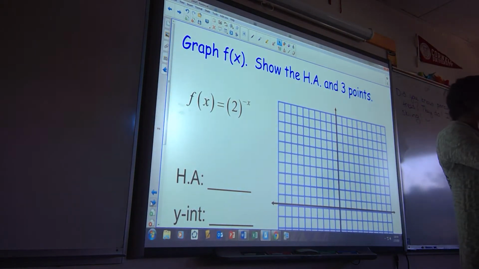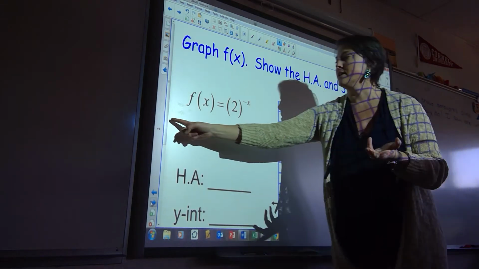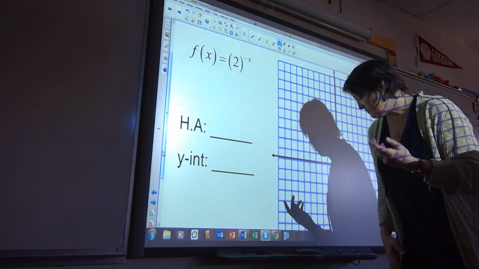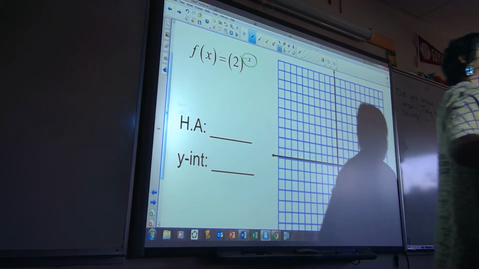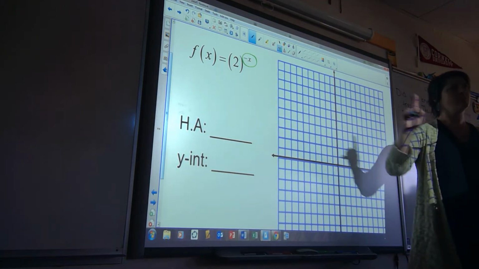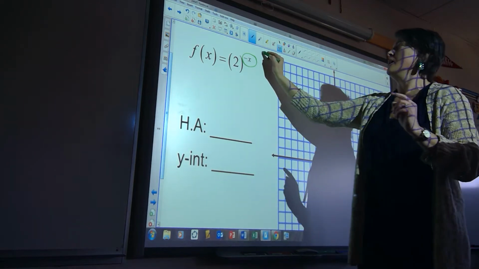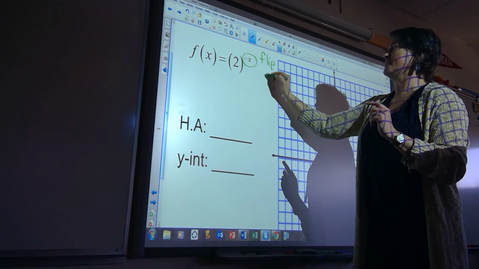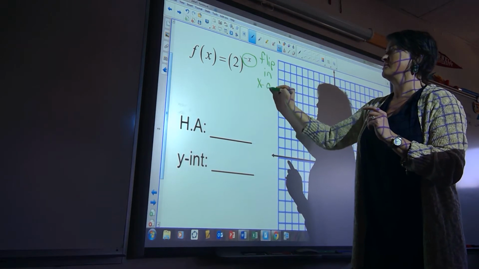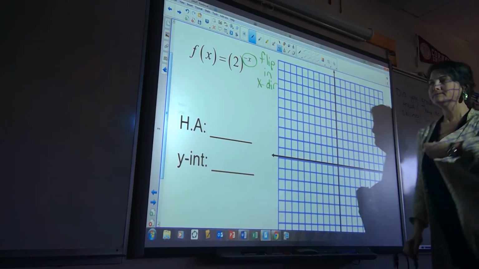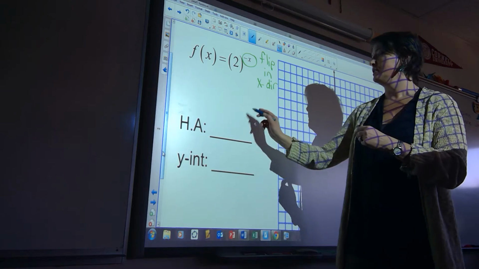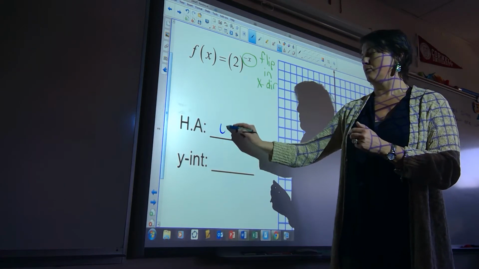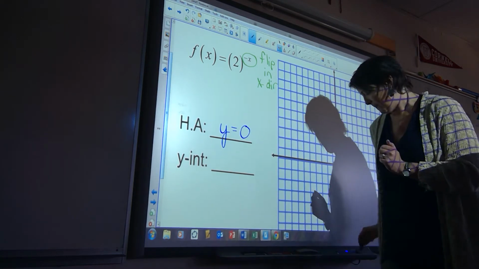All right, so then let's try this one. This one is fairly basic. What is this going to do, though? Flip it. Yeah, it's going to flip it. It's going to be a flip in the x direction. All right, now our horizontal asymptote didn't move. K is equal to 0, so y equals 0.